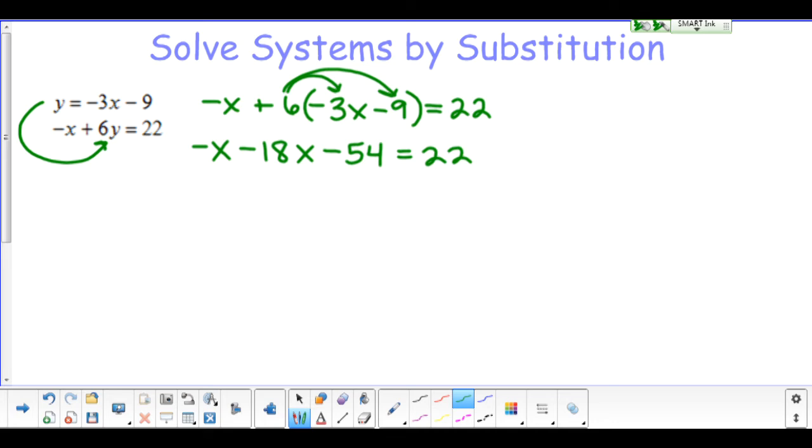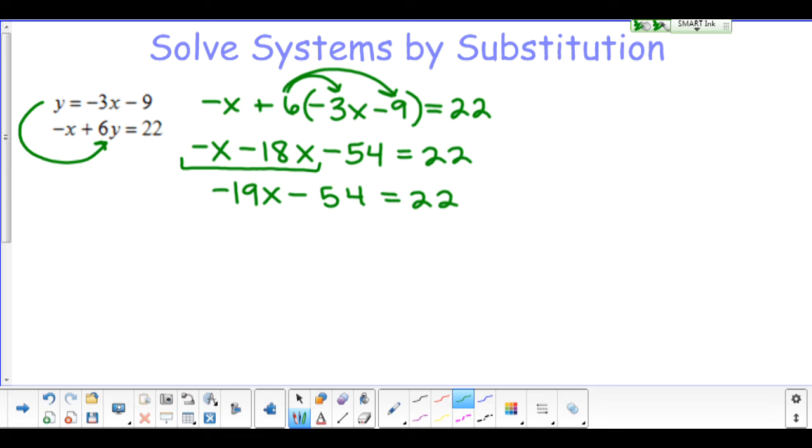Now that we have removed the parentheses, I'm going to combine my like terms. So I have a negative x and a negative 18x. So negative x minus 18x gives me a negative 19x minus 54 equal to 22.